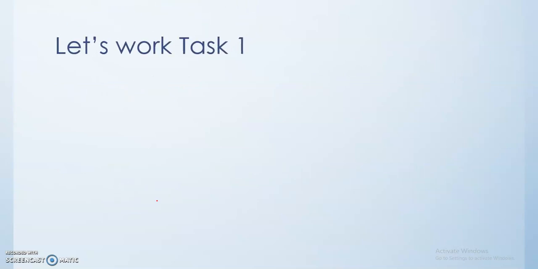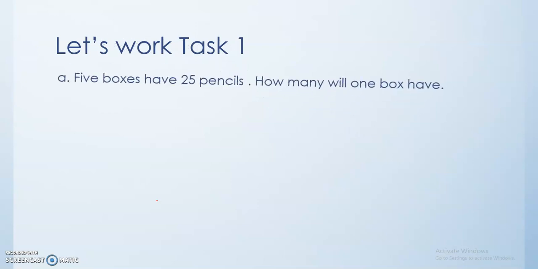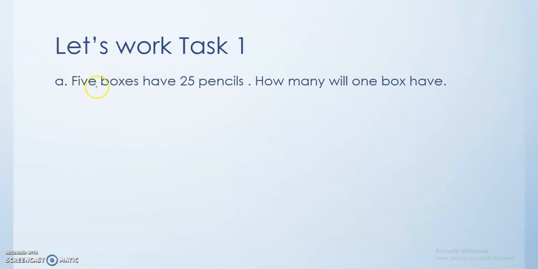Now let's work task 1 of this unit. We have some word problems. Part A, this is part A of your book. 5 boxes have 25 pencils. How many will 1 box have? You have to find the value of 1 box, which means that you have to divide the information. Solution: 5 boxes have 25 pencils.